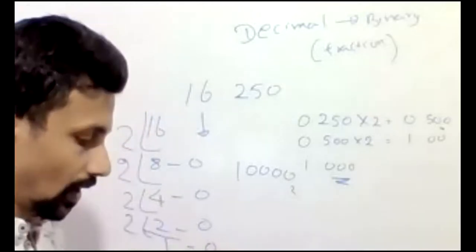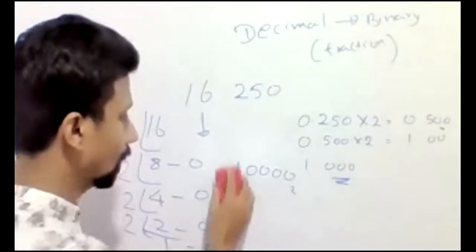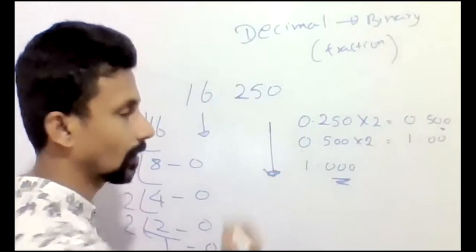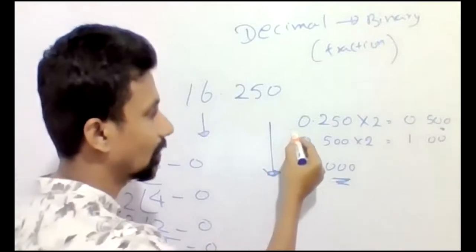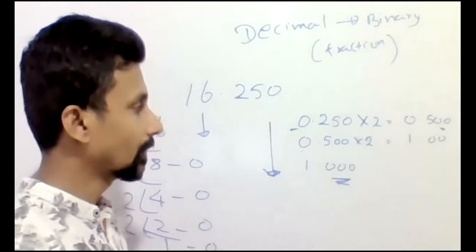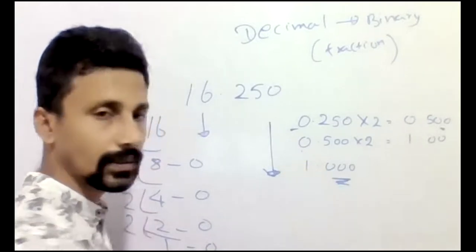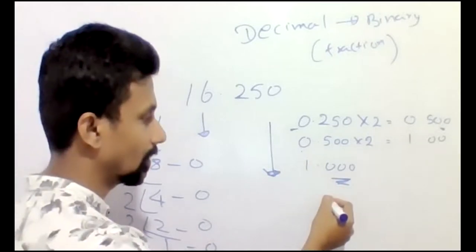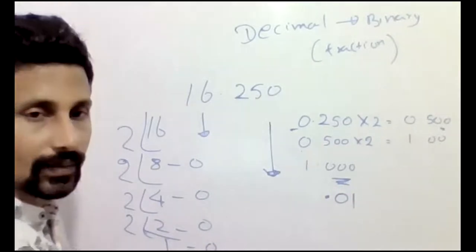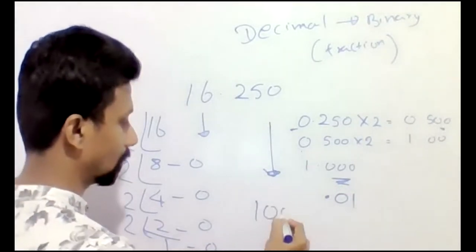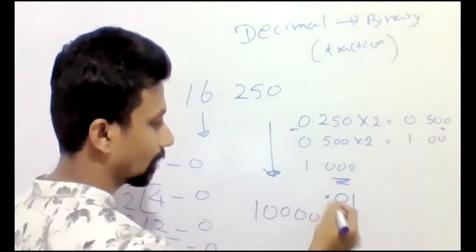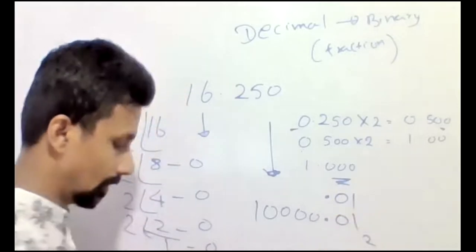Then after that, you have to take the answer from top to bottom. I'm not taking the original value here, but I am taking 0 and 1. So my fraction answer will be dot 01. The full answer for 16.250 is 10000 dot 01 in binary.